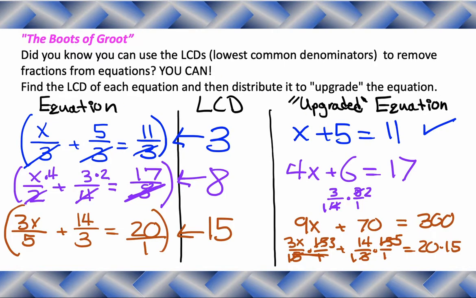All right, friends, that's about it. You want to find the lowest common denominator, then scale up the equation so the fractions go bye-bye, because once the fractions go bye-bye, your 1 and 2 step equation skills can go much more smooth like.